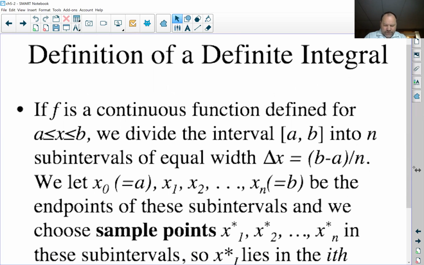You take the interval of the graph, you divide it into equal subintervals by taking the upper value minus the lower value, and divide by the number of subintervals we want. And then we let x sub 0 all the way up to x sub n be the endpoints of those subintervals.